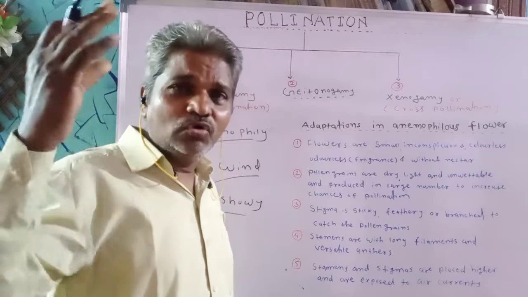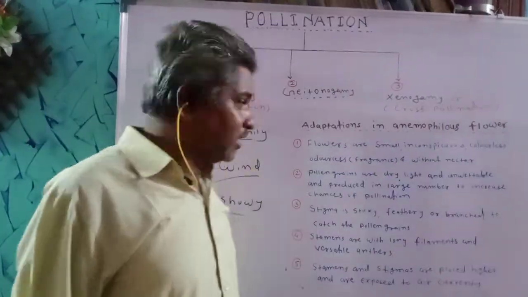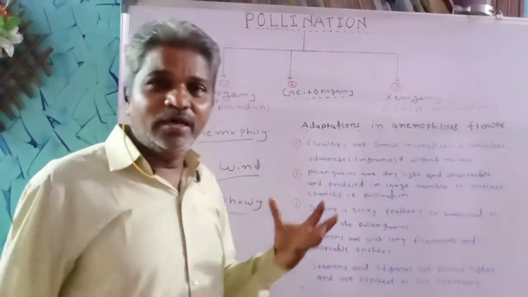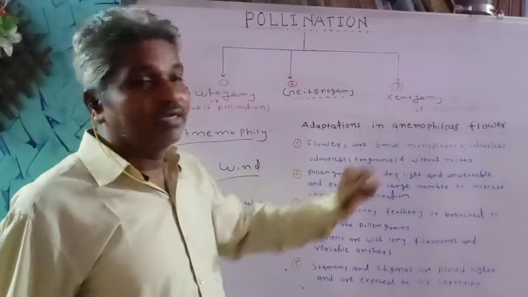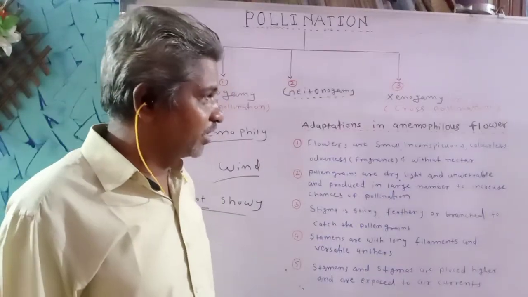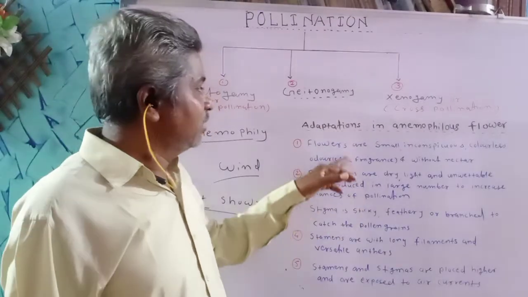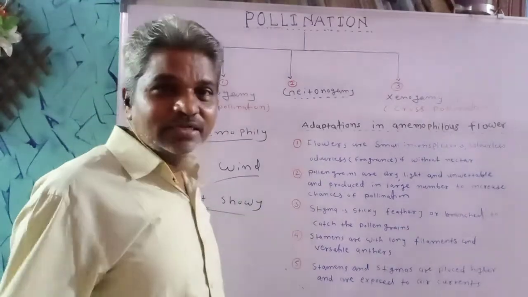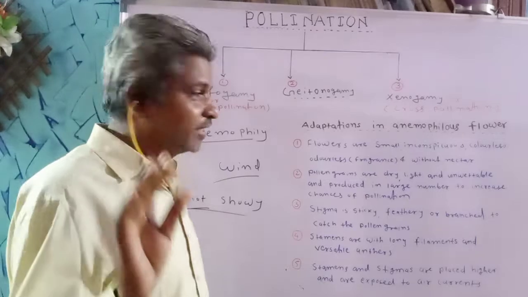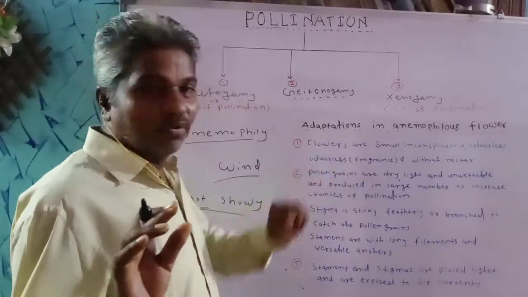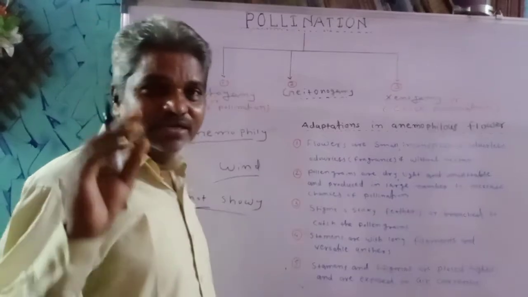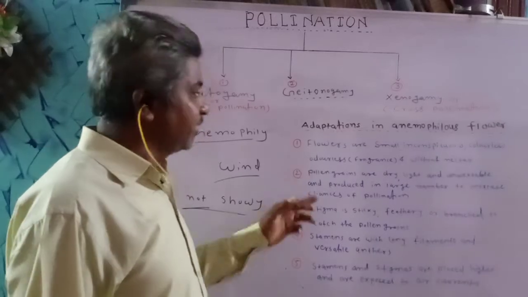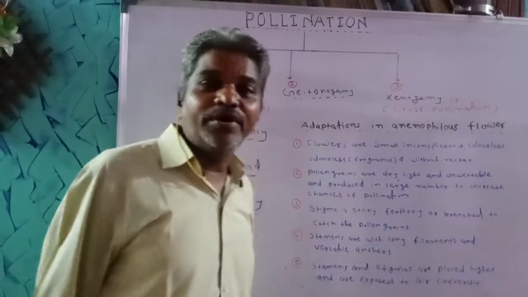These flowers are mostly colorless, odorless, and without nectar. Flowers show different types of color, and these colors attract the insects in insect pollinating varieties. But in wind pollinating varieties, flowers are colorless, that is, without color, and odorless, that is, without fragrance. Fragrance means scent. The flowers are also without nectar.